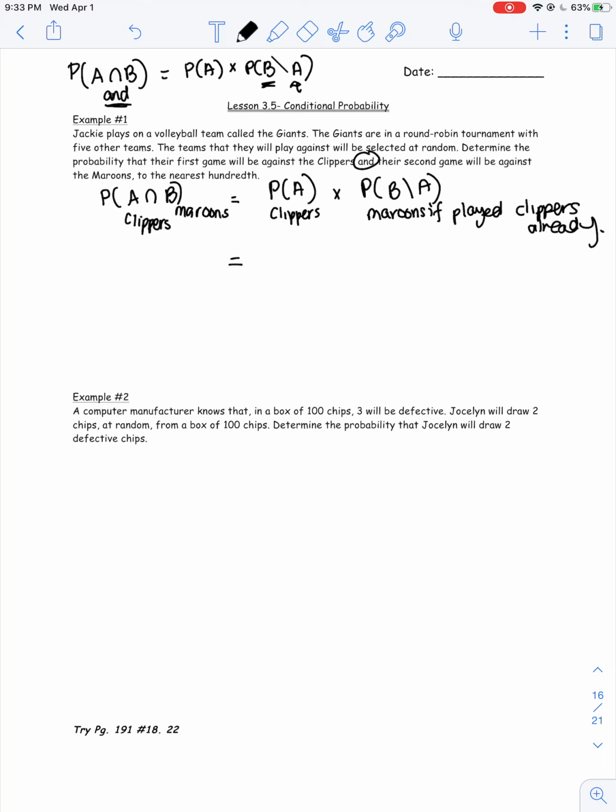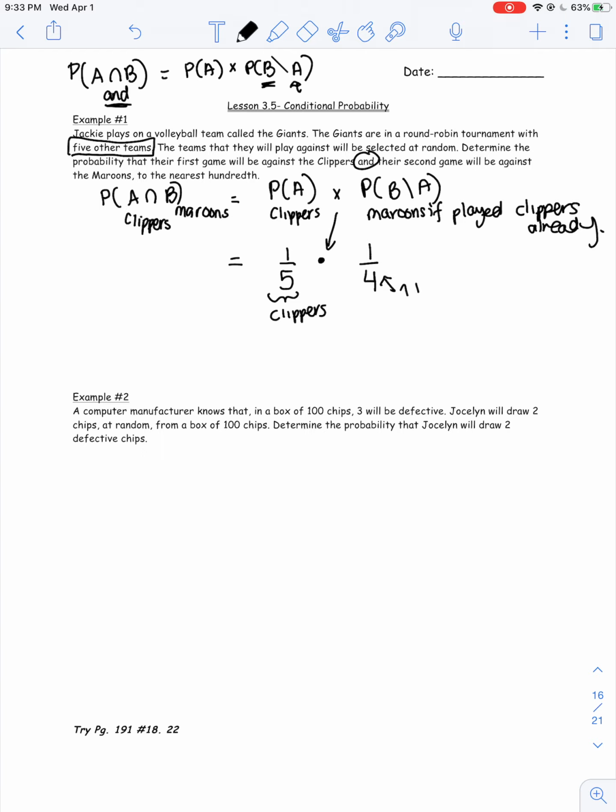So Clippers, well, we know that there are 5 other teams other than themselves, right? So if they want to play against the Clippers, there's going to be one team that's the Clippers out of 5. Multiplied by, well, now they want to play the Maroons. How many teams are left? Well, there's going to be the Maroons that they're playing, and there's only going to be 4 teams left since they've already played the Clippers. So once you play a team, they're out of it.